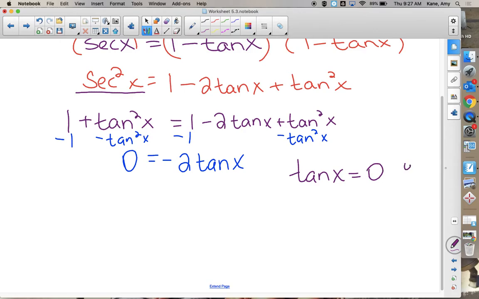Remember, tangent is y over x. So when would the tangent be equal to 0? When is the y value 0? At 0 radians or at pi. That's when the y value is 0. So either at 0 radians or at pi radians.